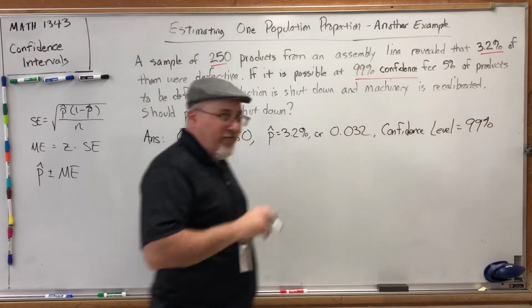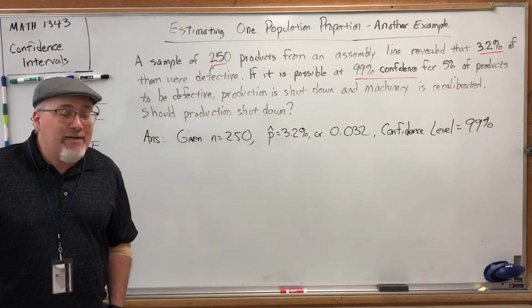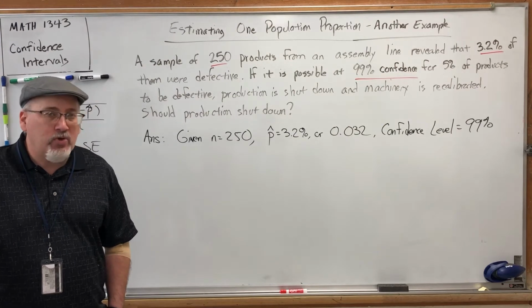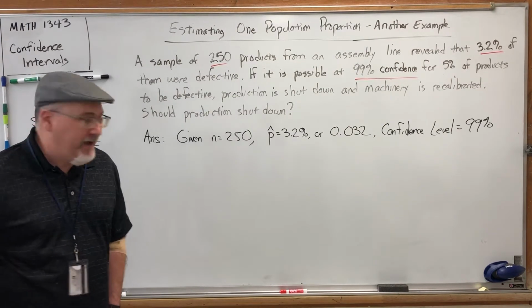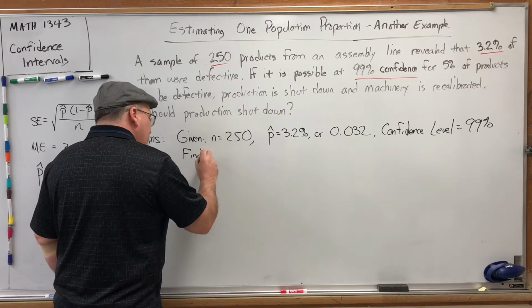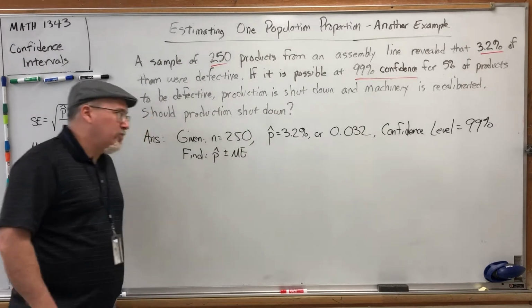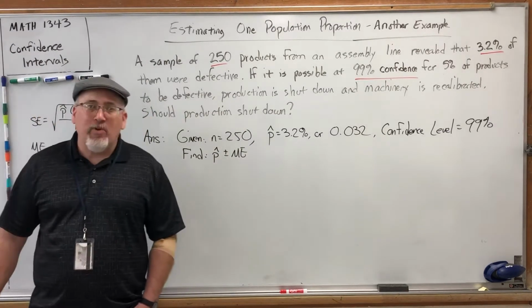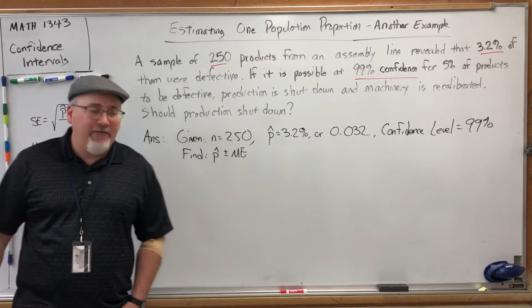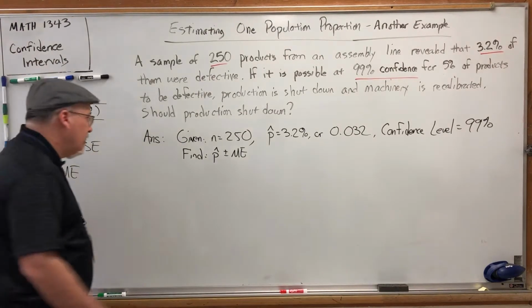So this is what we're given. Many math problems can be boiled down to what am I given and what do I want to find. What I want to find is p hat plus or minus the margin of error. And now all we have to do is bridge the gap between the information that we're given and the information that we want to find using our formulas and knowing how to use the confidence level. So here's the work.